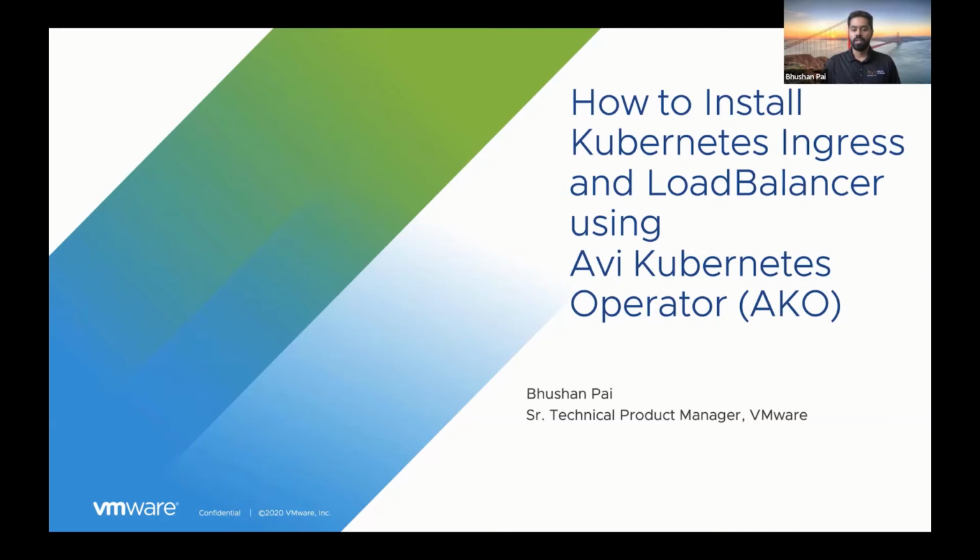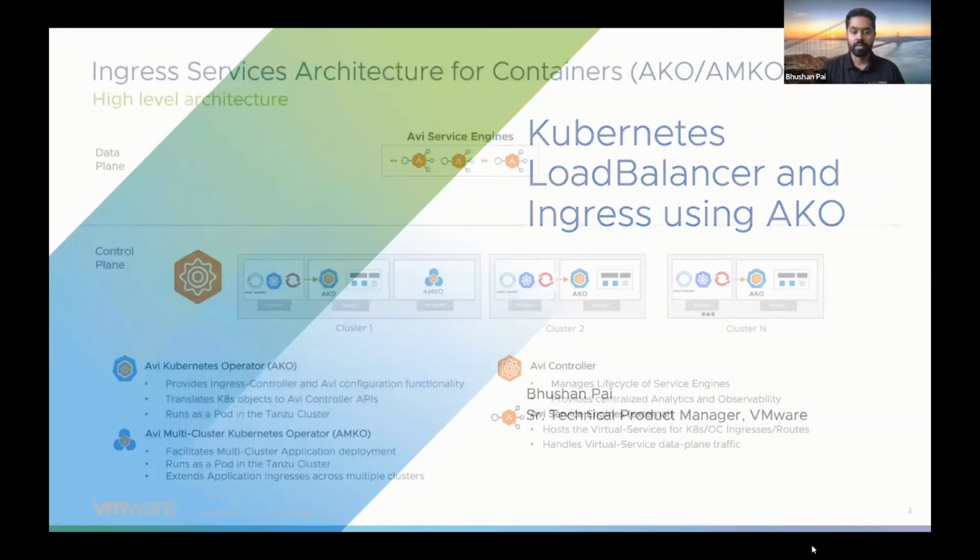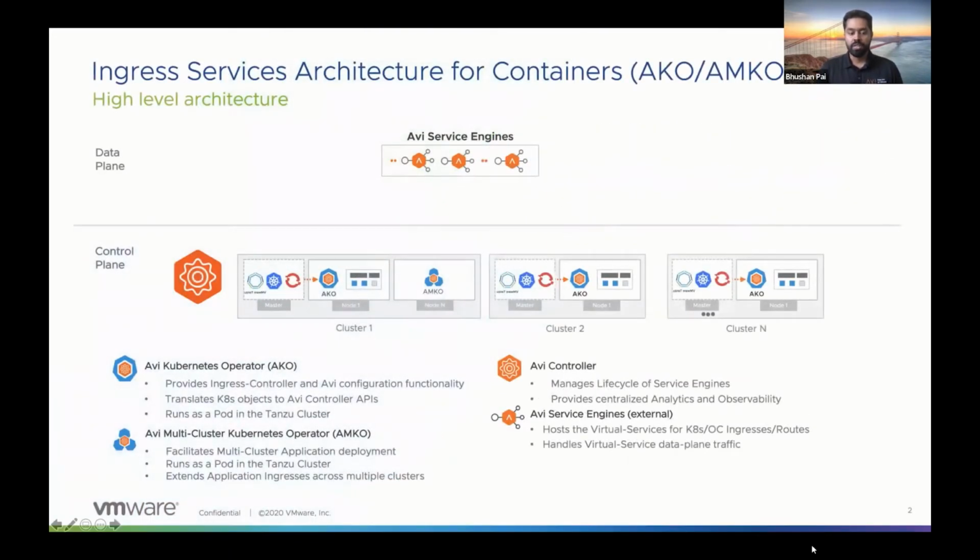In today's video, we'll take a look at how to install Kubernetes Ingress and load balancing using AVI Kubernetes Operator, or AKO. The Kubernetes solution comprises four major components. The first is the AVI controller, which is the brains of the product. Second is the service engine, which sits in the data path and does the client traffic load balancing.